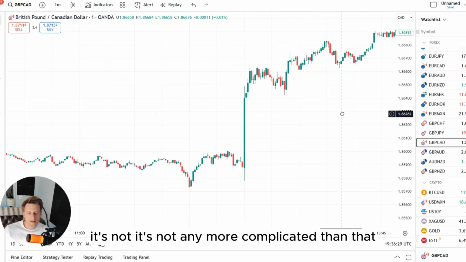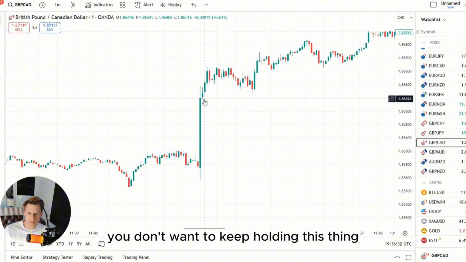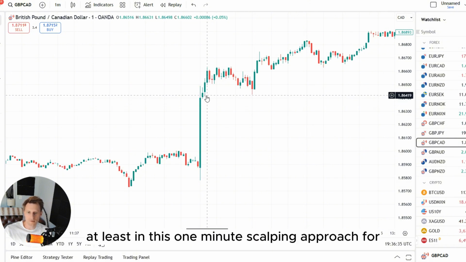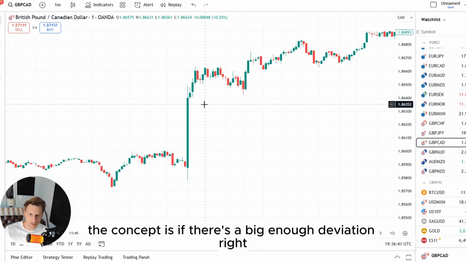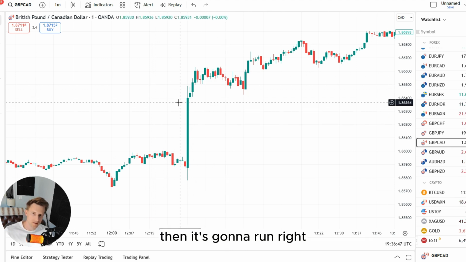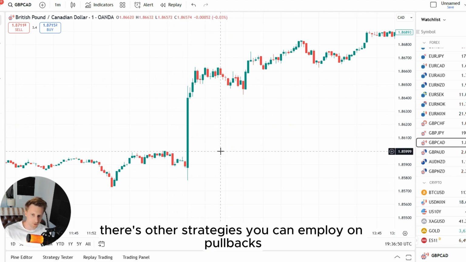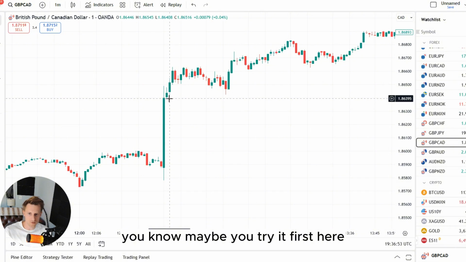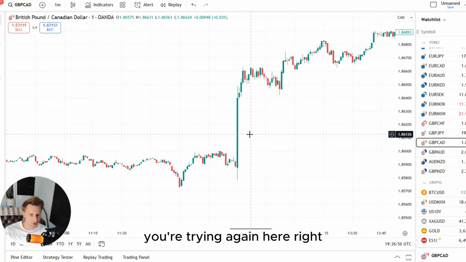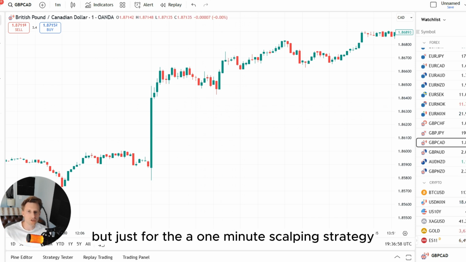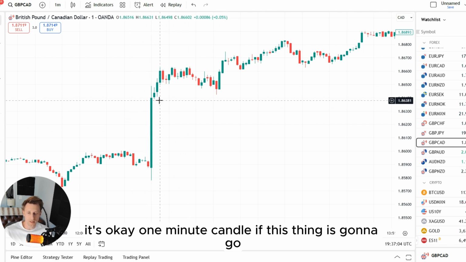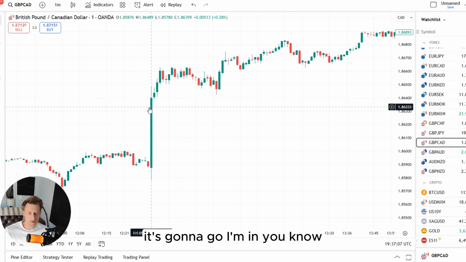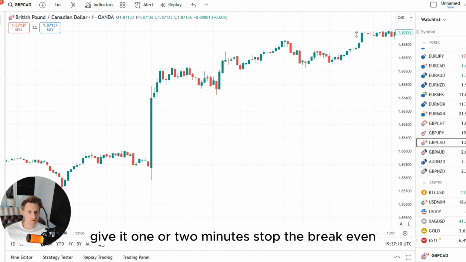It's not any more complicated than that. You don't want to keep holding this thing, at least in this 1 minute scalping approach, for 10, 15 minutes and have it come back and hit your stop. The concept is, if there's a big enough deviation, right, and the market really wants to run, then it's going to run. Right now, there's other strategies you can employ on pullbacks, and if you want to get more sophisticated, maybe you try it first here, and then if it comes down and hits your stop, you're trying again here. Right? There's different strategies, but just for a 1 minute scalping strategy where you kind of want to make a decision quickly, it's okay. 1 minute candle. If this thing's going to go, it's going to go. I'm in. Give it 1 or 2 minutes, stop to break even, and then I let it run.